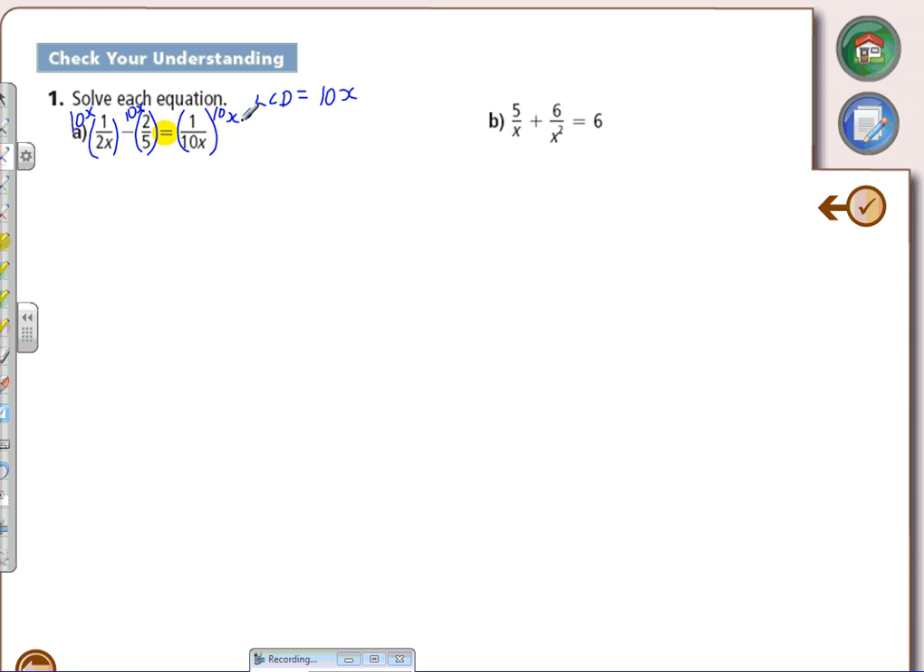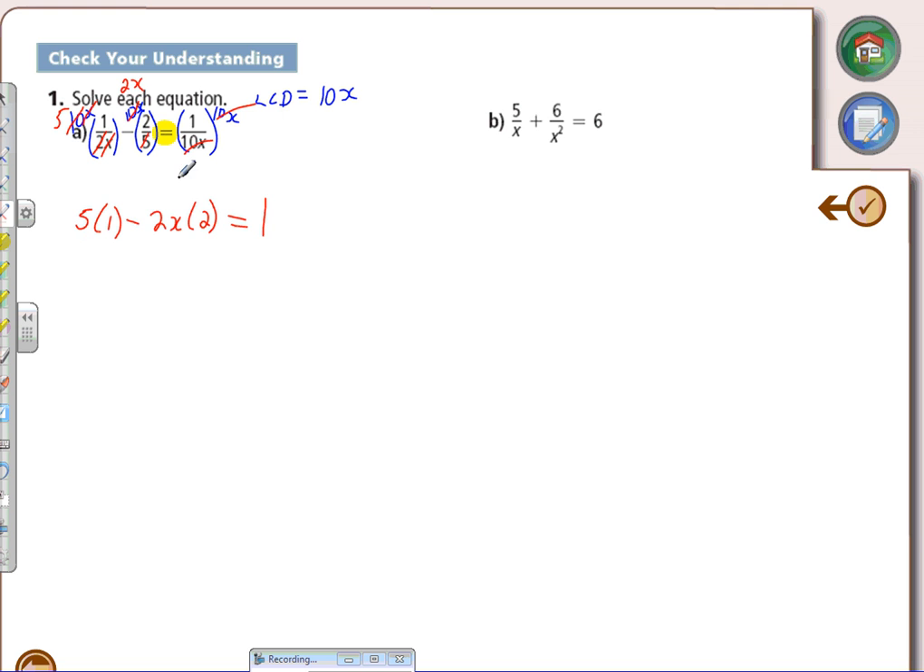Divide before you multiply. So the x's cancel off. 10 divided by 2, that gives me 5. I'm left with 5 times 1. Minus 10 divided by 5 leaves me with 2x. So I've got 2x times the 2 equals, the 10x and the 10x cancel off, 1.